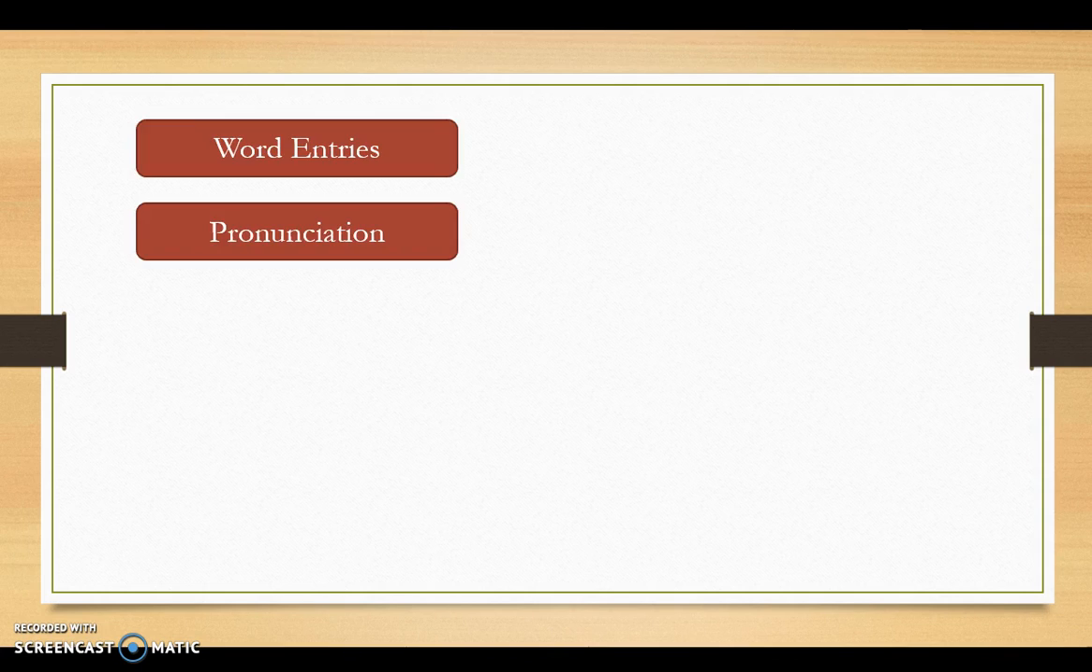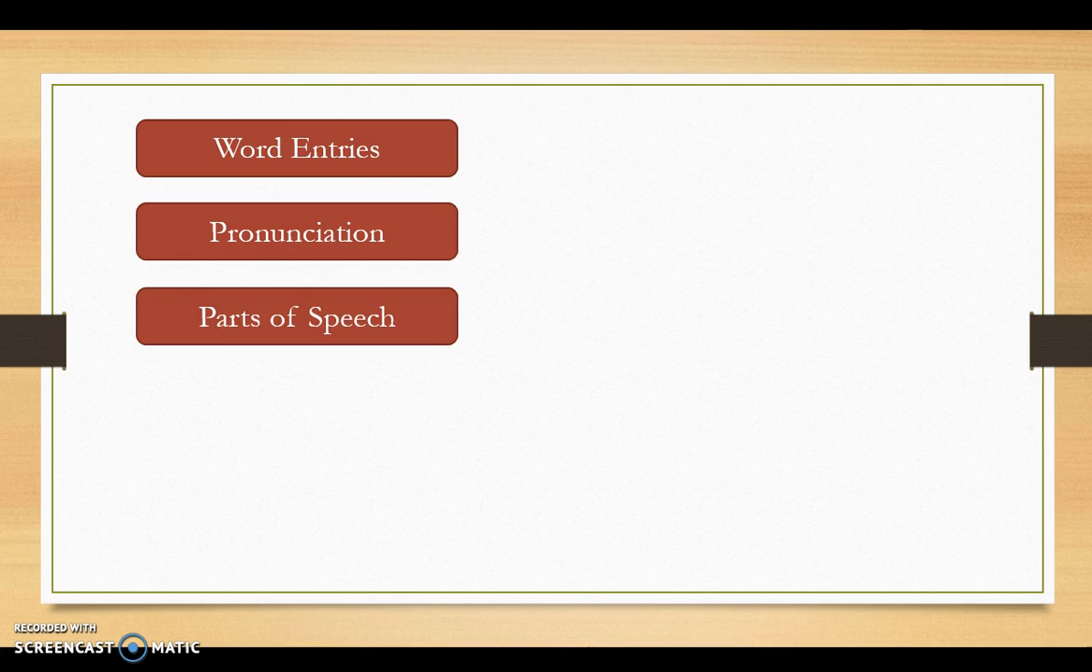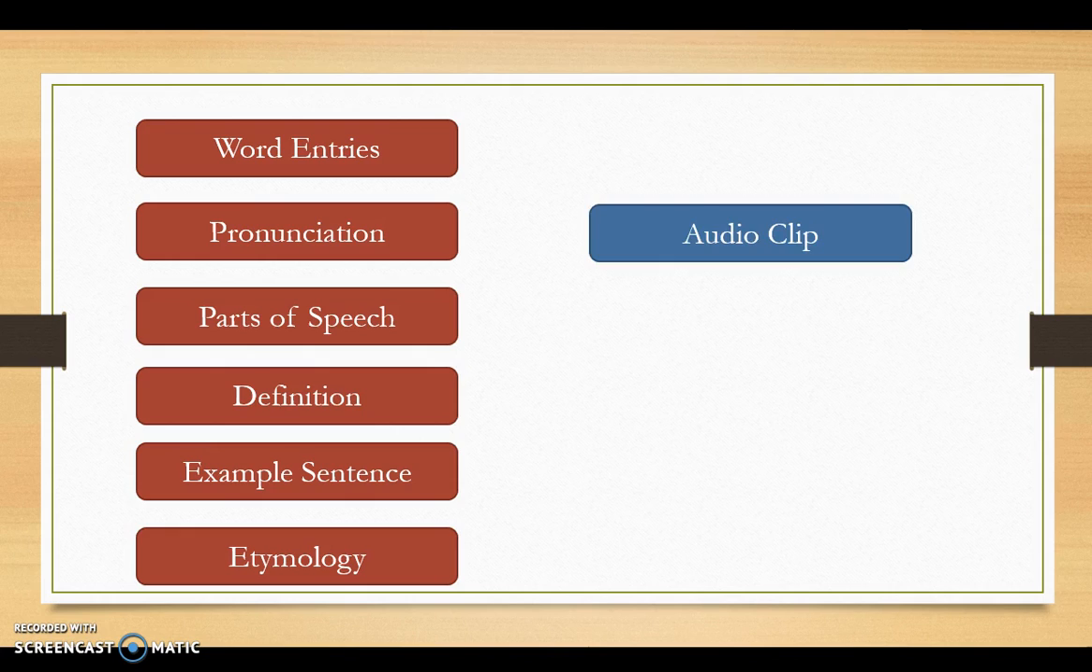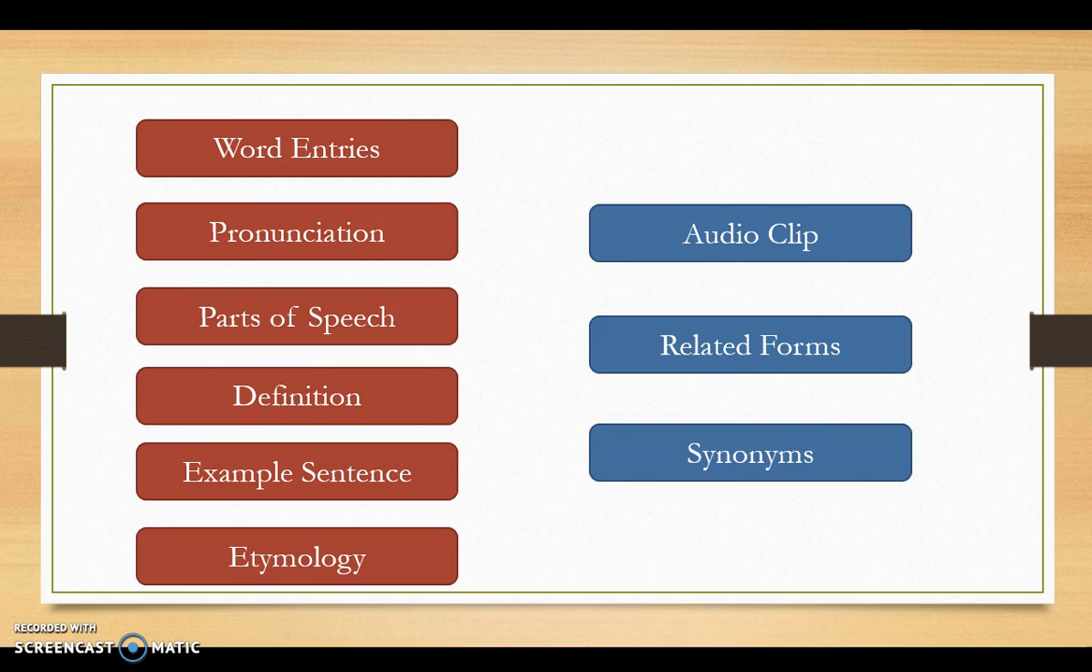A good dictionary, traditional or online, should have the following components for each word clearly marked: word entries, pronunciations, parts of speech, definitions, example sentences, and the etymology of the word or word origin. A good online or app dictionary should also have an audio clip of the pronunciation, related word forms of the word, and synonyms of the word.